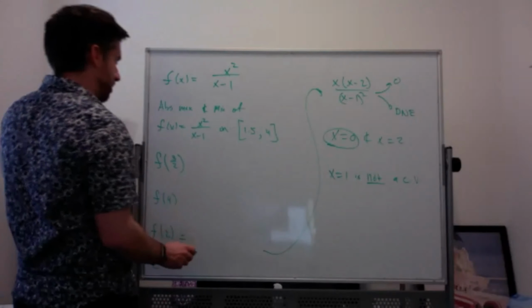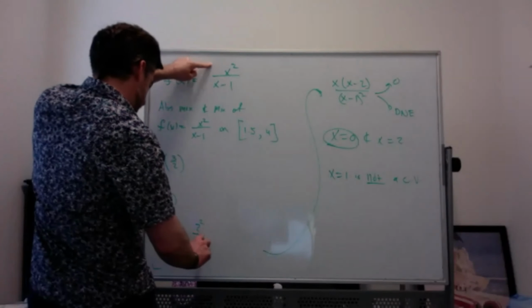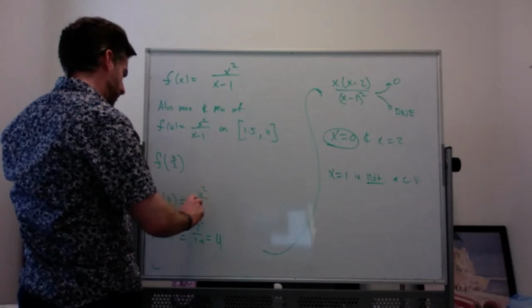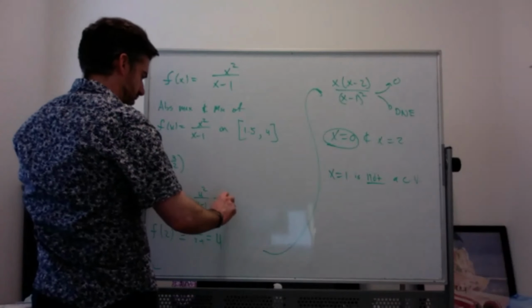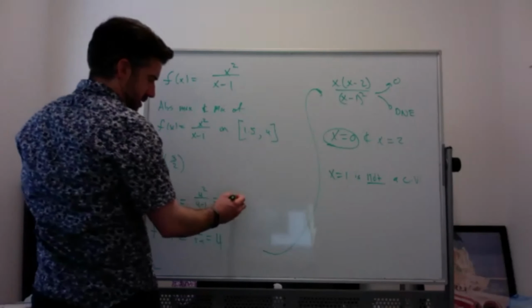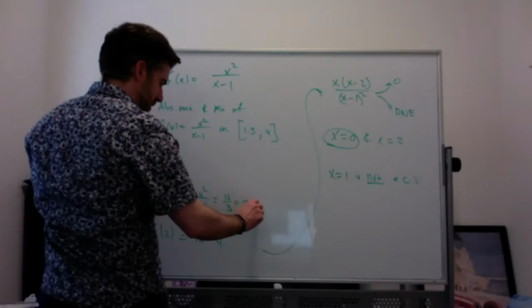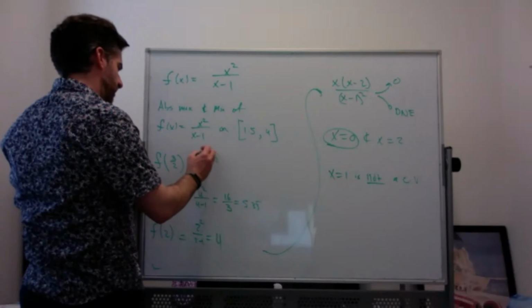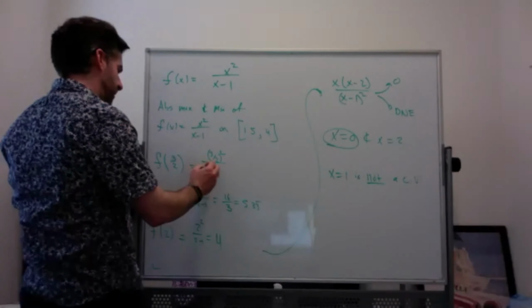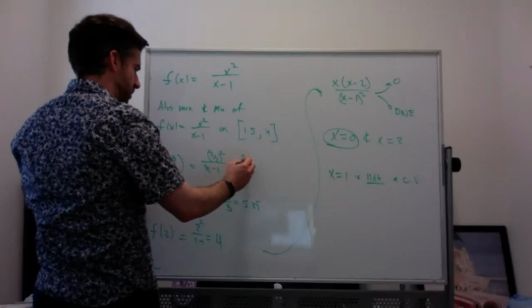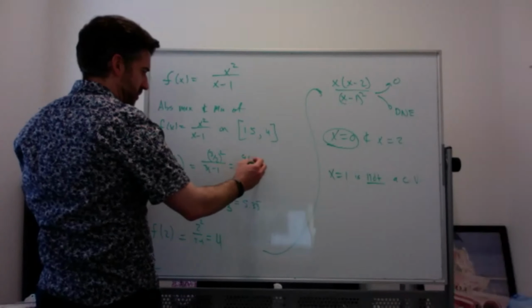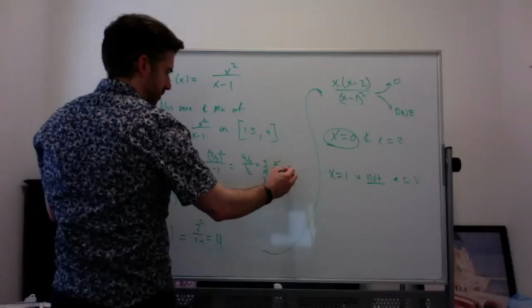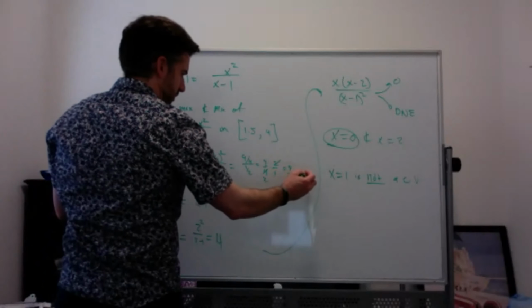So f of 2 is going to be 2 squared over 2 minus 1, which is 4 over 1. F of 4 is going to be 4 squared over 4 minus 1, which is 16 over 3, which is 5.33 continuous. F of 3 halves is going to be 3 halves squared divided by 3 halves minus 1, which is 9/4 over 1 half. That's 9/4 times 2 over 1, which is 9 over 2, which is 4.5.